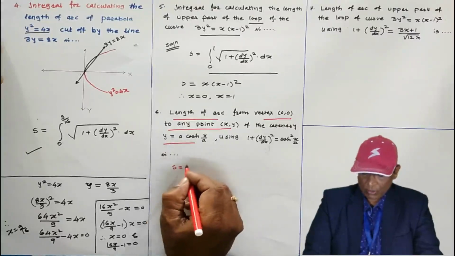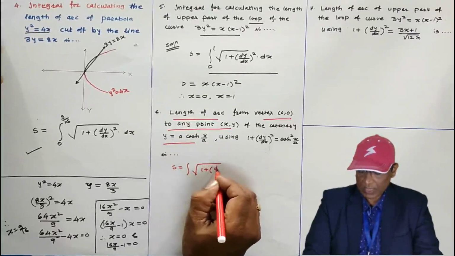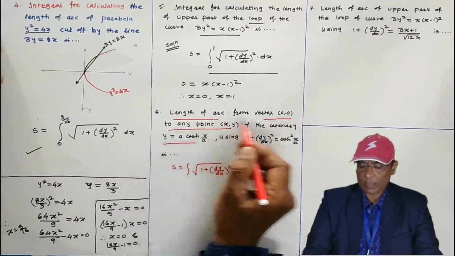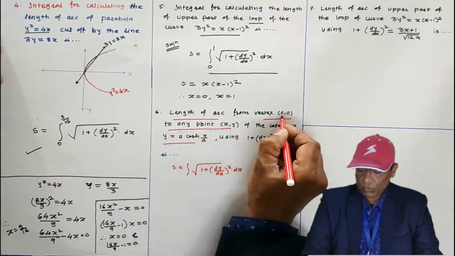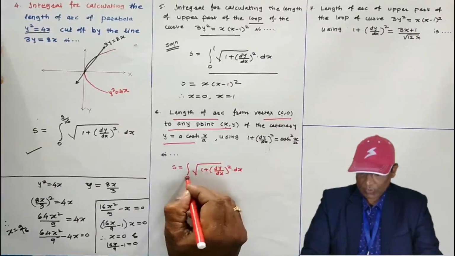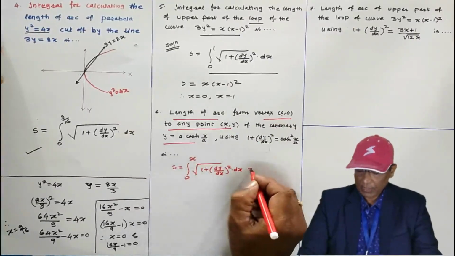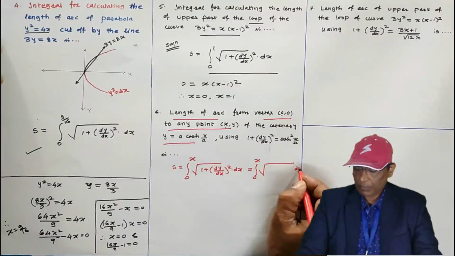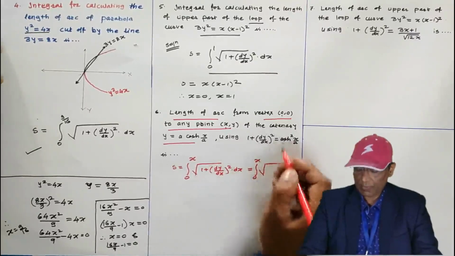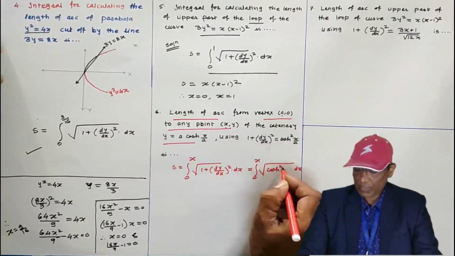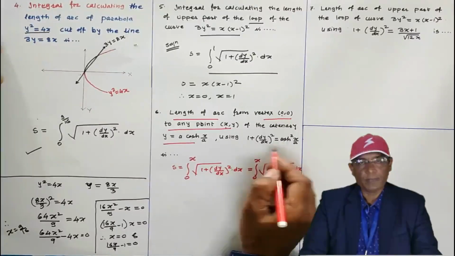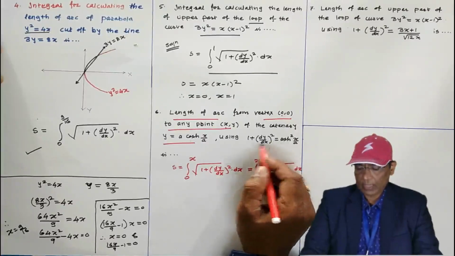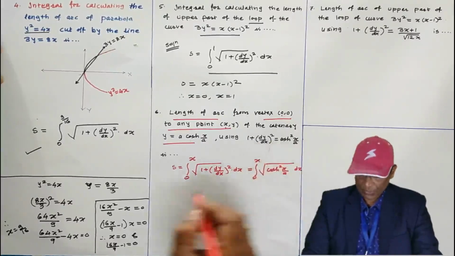I am writing the formula for s: the integral of the square root of 1 plus (dy/dx) squared. Here we are finding the length of the arc, and x varies from 0 to x in this case. Then the integral from 0 to x of the square root of 1 plus (dy/dx) squared. This is given to you. In an offline examination, we have to find the value of this, but in an online examination, the value of this component will be given to you.